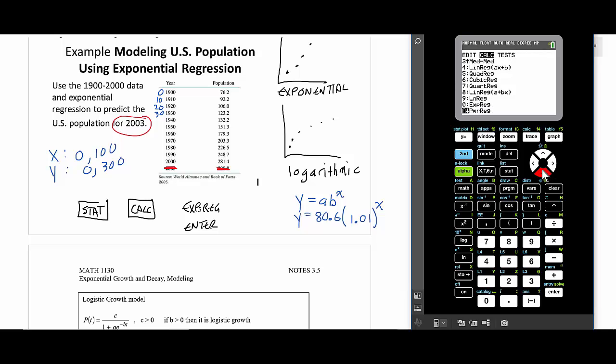Now I think you'll do this on your homework. You'll also do a logarithmic regression. You'll do it like that. Now, the last thing I want you to do is this, and you'll be amazed. Go to Y1 and put 80.6, parentheses, 1.01, close parentheses, raised to the x power. Type graph and see what happens. This better work.